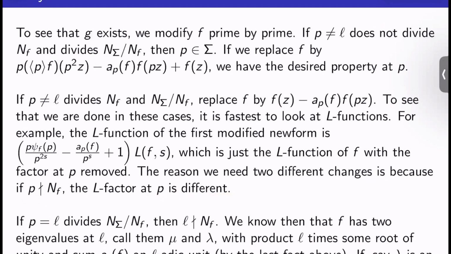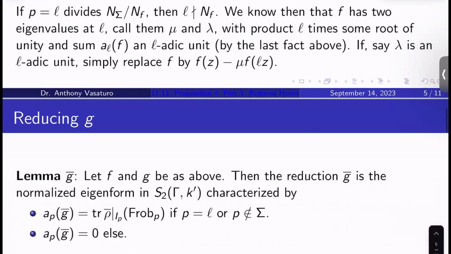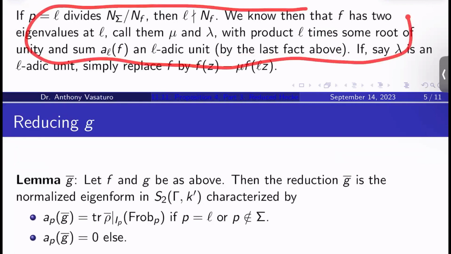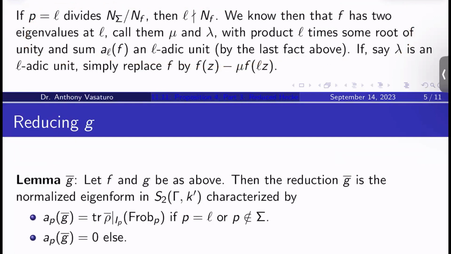Okay, so what happens if P is L? If P equals L and does divide N sigma over N_F, then L cannot divide N_F. We know that f has two eigenvalues at L then, call them mu and lambda, with product L times some root of unity, and some a sub L of f, an L-adic unit, by that last fact above that we just got done talking about. And this is also generally speaking by the basic properties of Galois representations attached to newforms. That's what Theorem 3.1 in DDT is about, but we've also talked about that a lot in this playlist already, so I won't rehash all this.